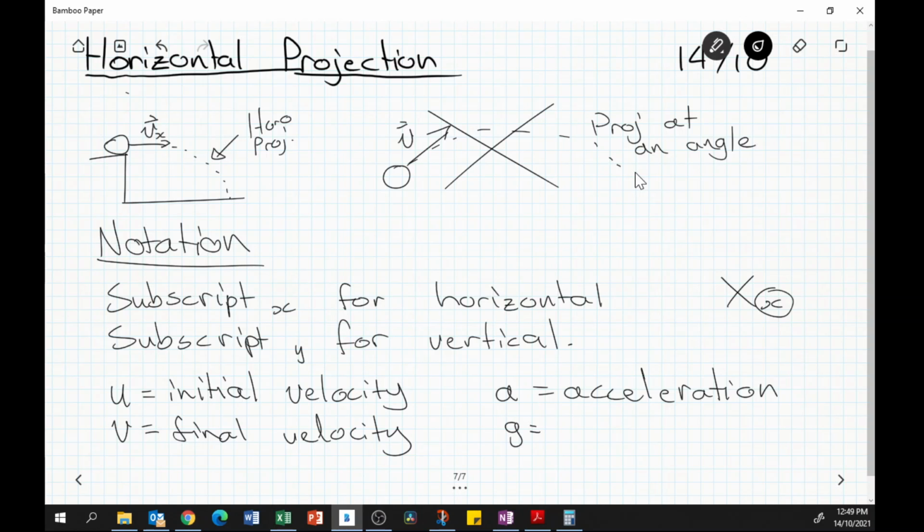g equals a due to gravity, right? That'll come up a lot. You ready for that one? Oh, s. Don't forget, s equals displacement. And that should be about it, okay? So if I'm talking about s_x, I'm talking about how far something traveled in the x direction. Yes? Okay. Let's get into an example.